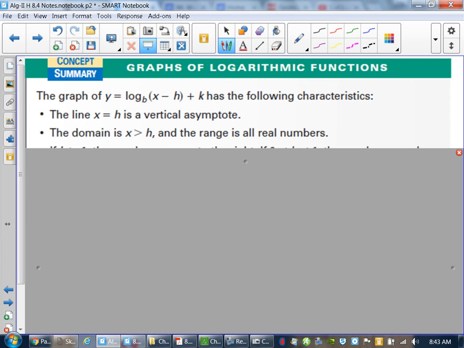That's called set notation. It is something fancy that we like to use from time to time. D colon, all values of x, that vertical slash line is called such that, x is greater than h.